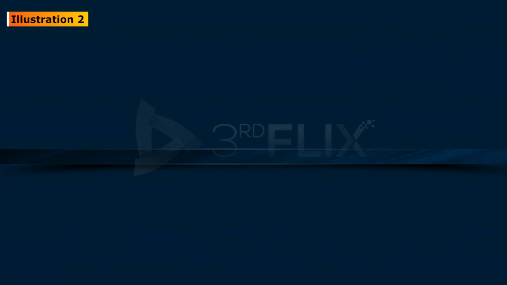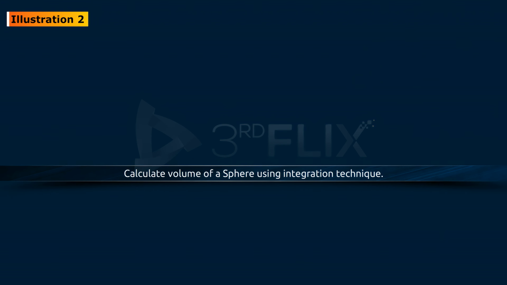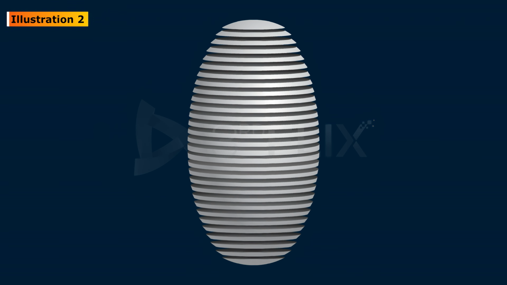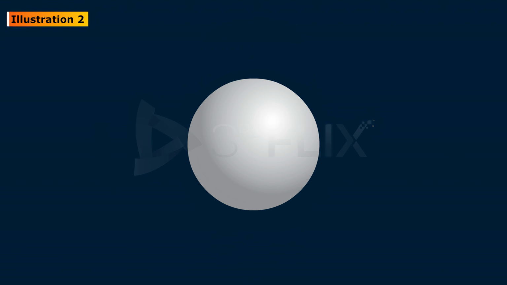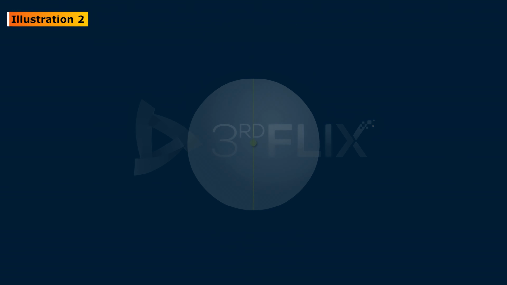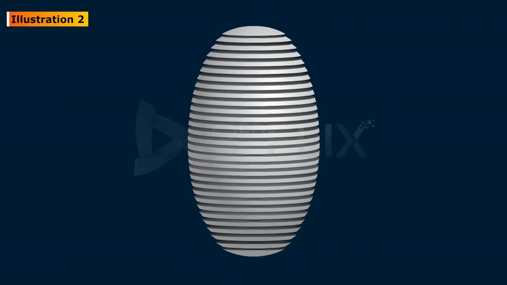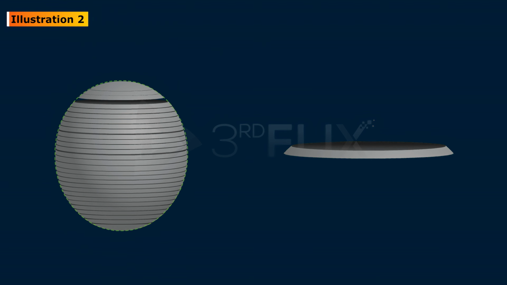Illustration 2. Calculate the volume of this sphere of radius r using the method of integration. A sphere can be considered as a collection of an infinite number of disks, whose centers lie along the line passing through the center of the sphere. Since we can divide the sphere into an infinite number of disks, we can integrate the volume of individual disks to get the total volume of the sphere.